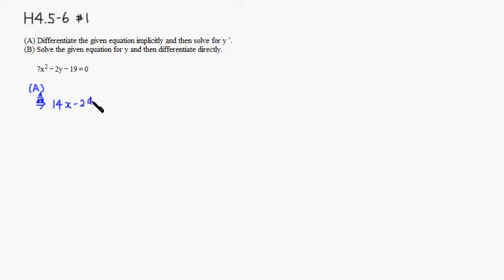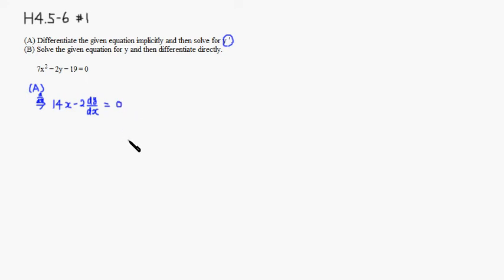Then you have dy over dx. You can use y prime if you want instead of dy over dx. Derivative of negative 19 is 0, since the negative 19 is a constant. And 0 is a constant, so derivative is 0.